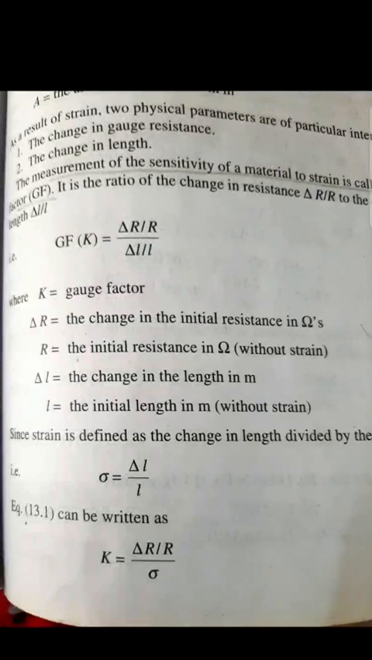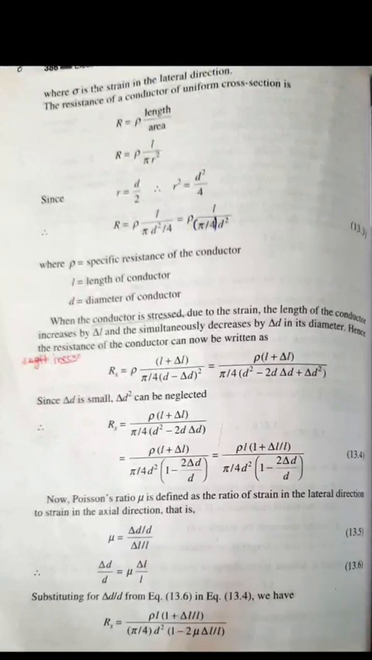Since the strain is defined as the change in length divided by the original length, epsilon equal to delta L divided by L, it can be written as K is equal to delta R divided by R divided by epsilon. That is not epsilon, it is sigma, where sigma is the strain in the lateral direction. This is the resistance of a conductor of uniform cross section.